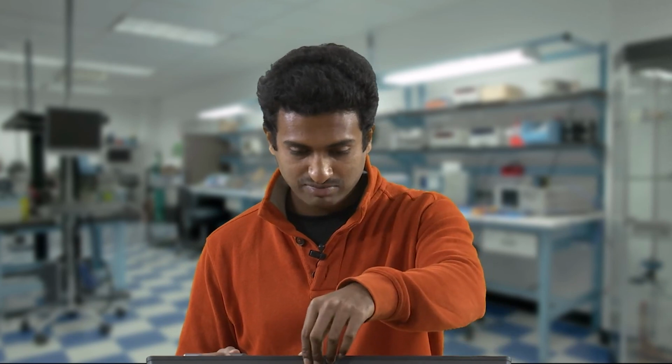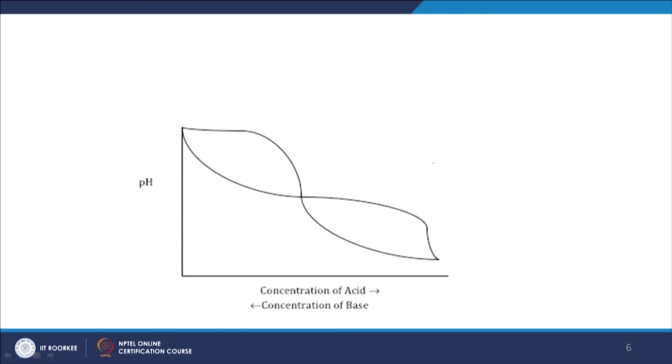So here I have a graph, with pH on the y-axis. Let's say I am adding acid as I go from left to right, and adding a base as I go from right to left. So obviously, as I am adding an acid, what's happening to the pH here? So this is the system here. I assume this is the case when I am adding the acid, and this is the case when I am adding the base.